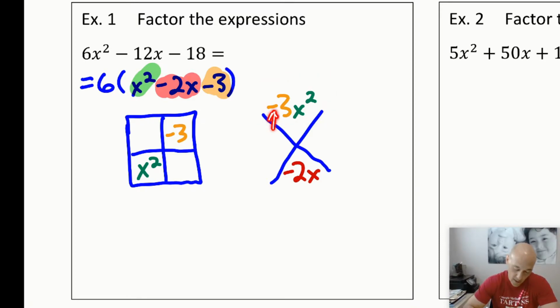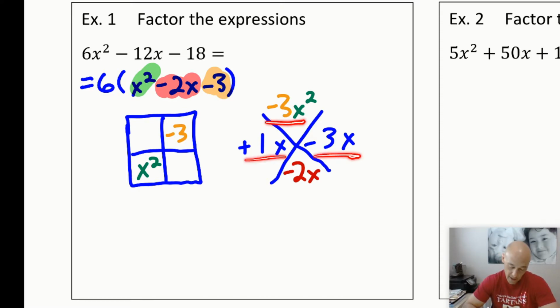What I was focusing on was this negative. Since that's a negative, one of these things has to be a positive something x, the other has to be a negative something x. That's the only way we can have a negative when we multiply two things. And we have to multiply and get negative 3x squared and add and get negative 2x. So it's going to be a negative 3x and a positive 1x. So multiply those together, get negative 3x squared. Add these together, get negative 2x. Bring those two terms over and fill them in either place.